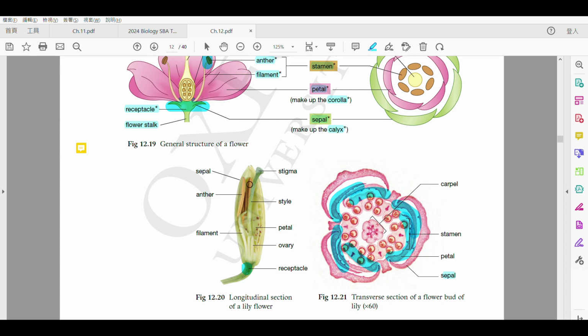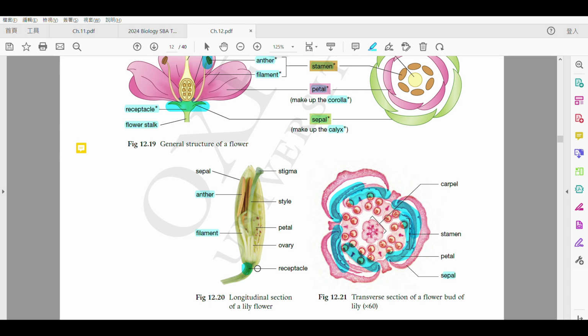And then you will see this orange structure. This one is the male reproductive system, and it's composed of two parts, right? One of them is the anther, and the other one is the filament. They are always connected. So if you see the anther here, this one will be the filament. And the remaining part is this one. This one is the female reproductive system.